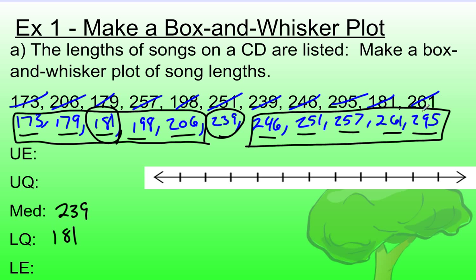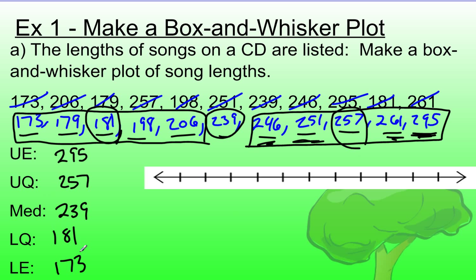On the upper half, over here, well, the upper quartile would be this, 257, because that's halfway. I mean, if you cross off again or underline big, small, guy in the middle. So I broke all the data in half, then I broke the lower set in half, broke the upper set in half. The last two numbers, the extremes, are simply the biggest and the smallest numbers. So the upper extreme is 295. The lower extreme is 173.